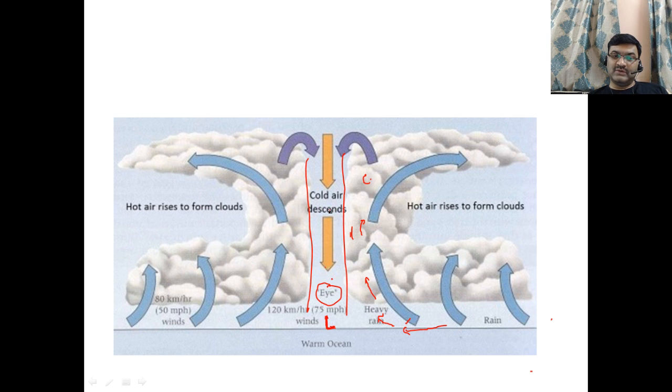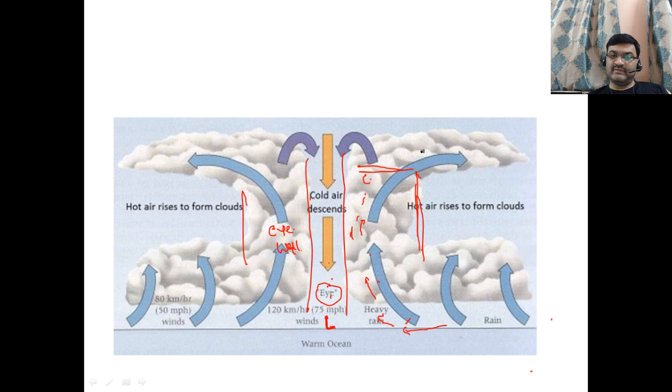So the eye of a cyclone is the central part of the cyclone, and outside it the air is rising, the wind is rising, and it creates what? This is the eye wall. Up to here, that is the eye wall. So this region I'll say is the eye wall, which is going to have a dense cloud.